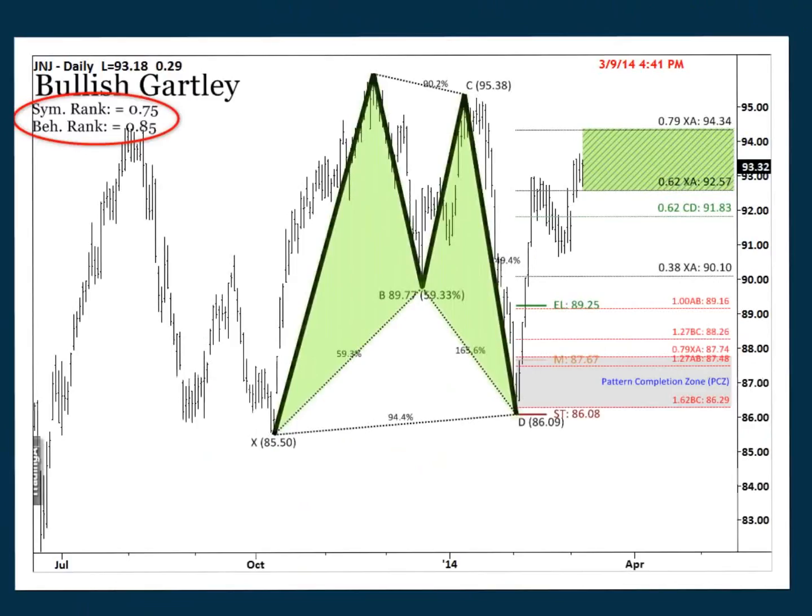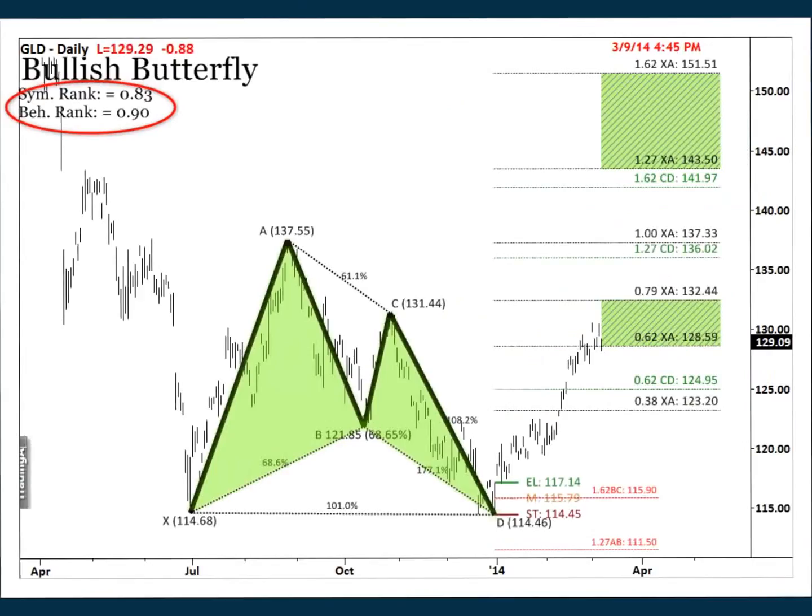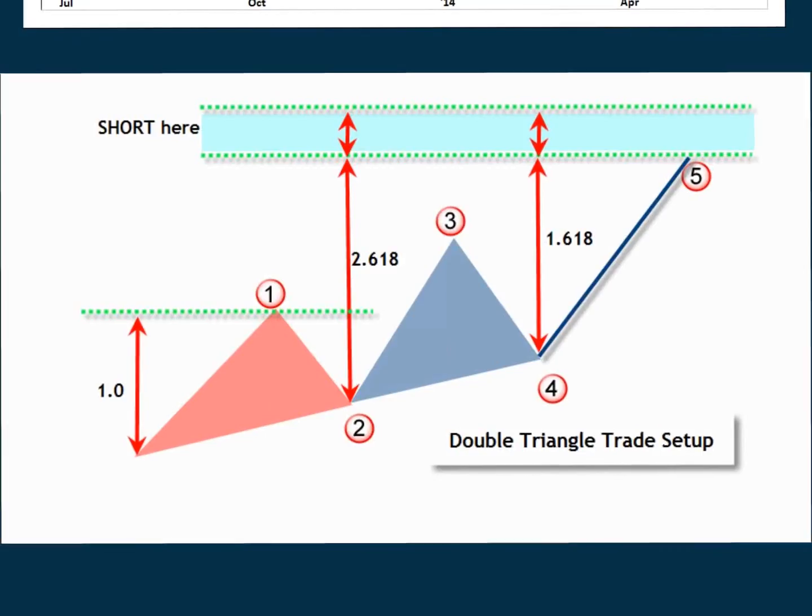For example, if you look at the bullish Gartley pattern, it's showing me a symmetry rank of 0.75 and a behavioral rank of 0.85. These are the numbers which go automatically into my pattern analysis. So I'll show you a lot more of these. These are all examples of what type of patterns this has.